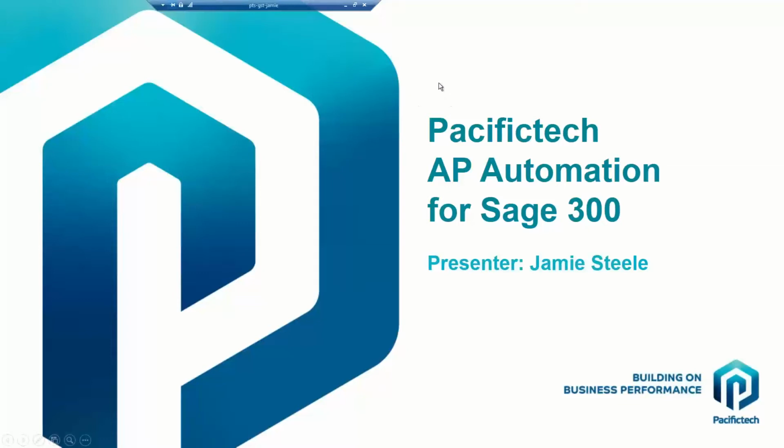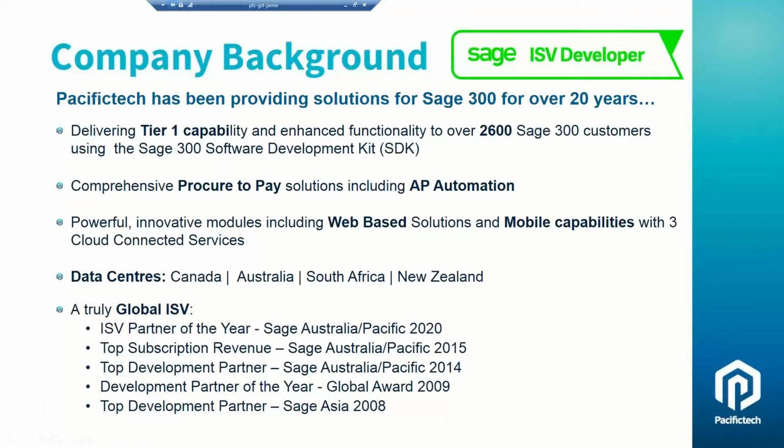Okay, very good. Thanks for that introduction there, Amanda, and hi to everyone. Just a little bit of background about our company. Pacifictech has been providing solutions for Sage 300 for over 20 years, and we've got over 2,600 Sage 300 customers that use our solutions around the world.